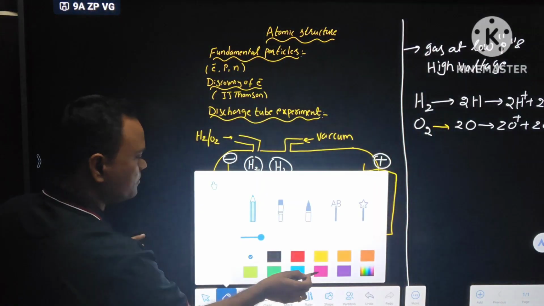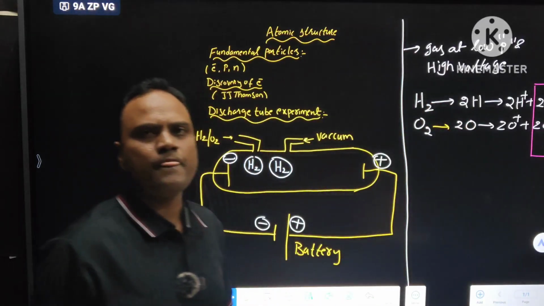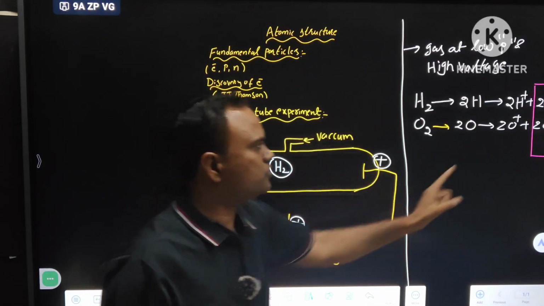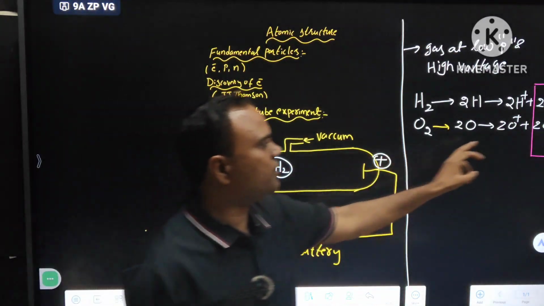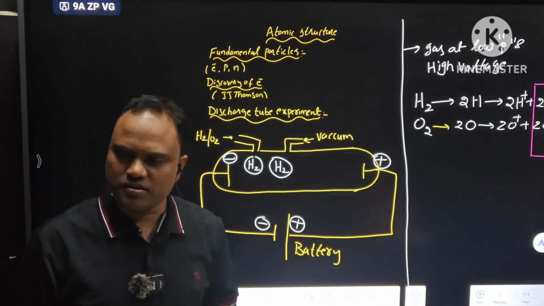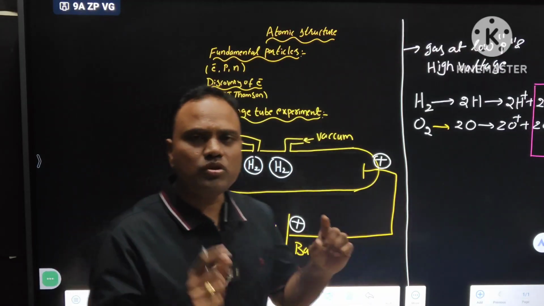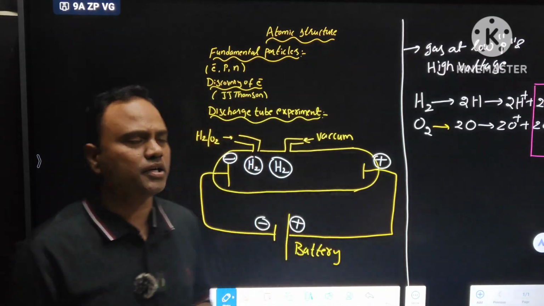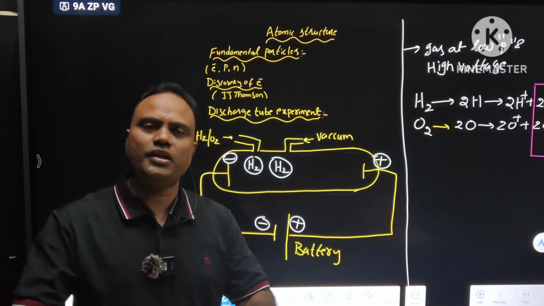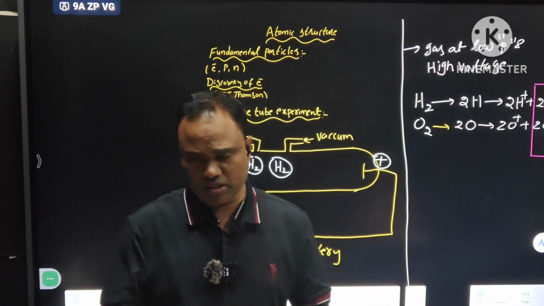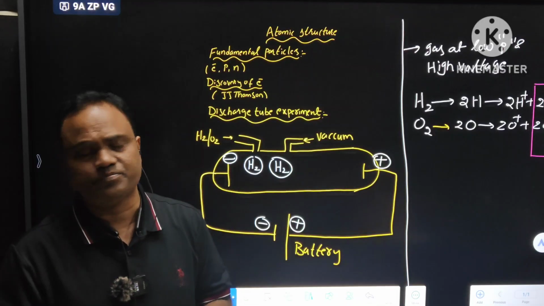Observe carefully. What is the formula of the electrons when we take hydrogen gas in the discharge tube? E minus. What is the formula of the electrons when we take oxygen gas? E minus. Is there any difference in the formula? No. So, a very important point: the nature of the electrons is independent of the nature of the gas present in the discharge tube. You can take H2, O2, N2 or any gas, and the formula of the generated electron is E minus only.